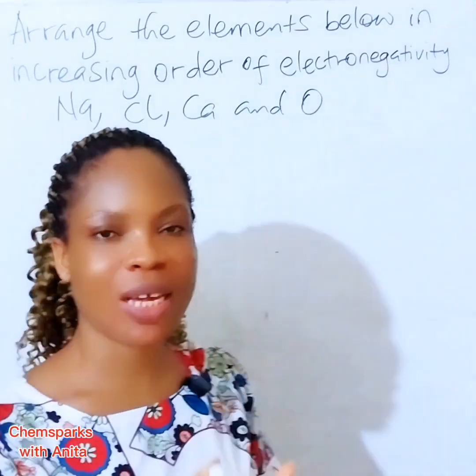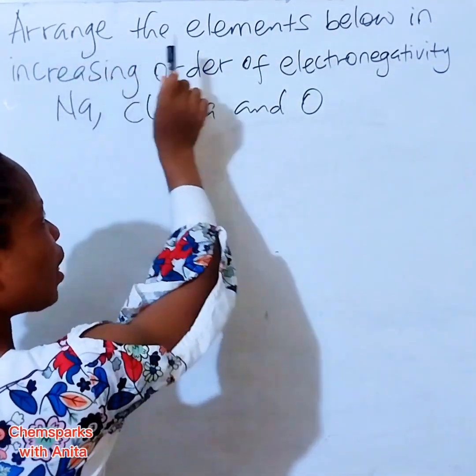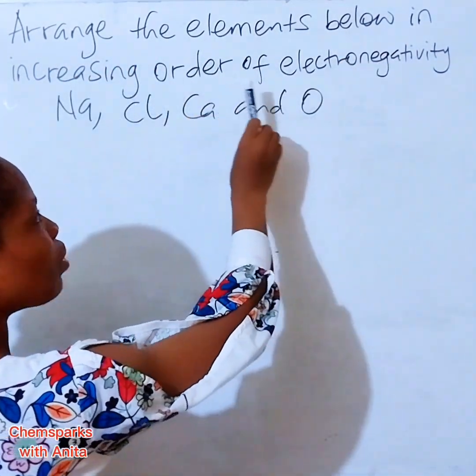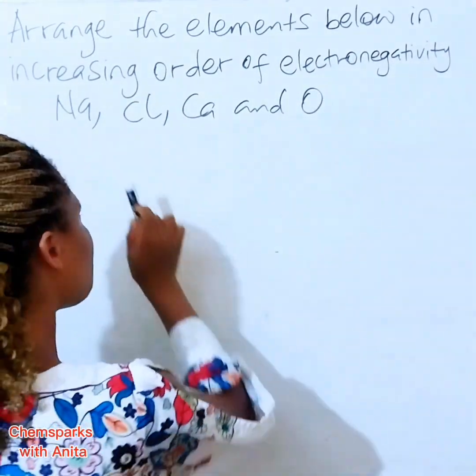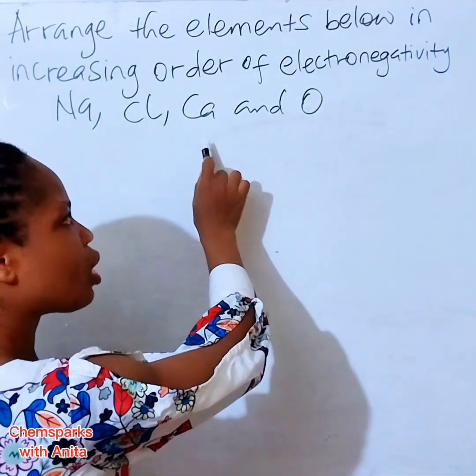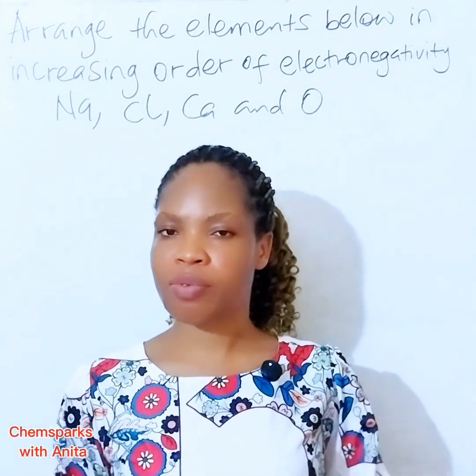Let's go through the question together and answer it, okay? So the question says, arrange the elements below in increasing order of electronegativity. And these are the elements given to us. We have sodium, chlorine, calcium, and oxygen. The symbol of each of the elements are given to us.